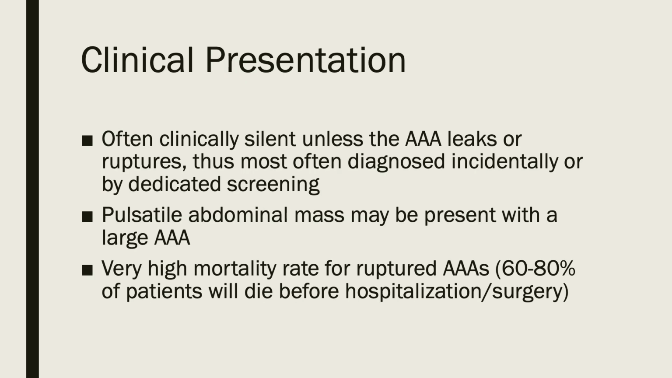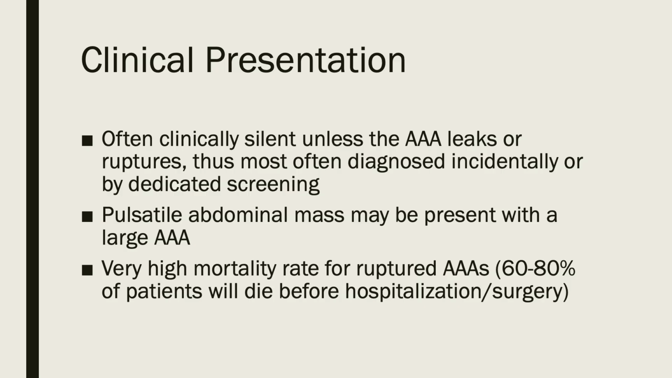Abdominal aortic aneurysms are often clinically silent unless they leak or rupture, so they are most often identified incidentally or through dedicated screening. A classic vignette for a AAA is a patient with a pulsatile abdominal mass, although this finding may only be present with a very large aneurysm, and so it isn't always a reliable indicator for the condition.